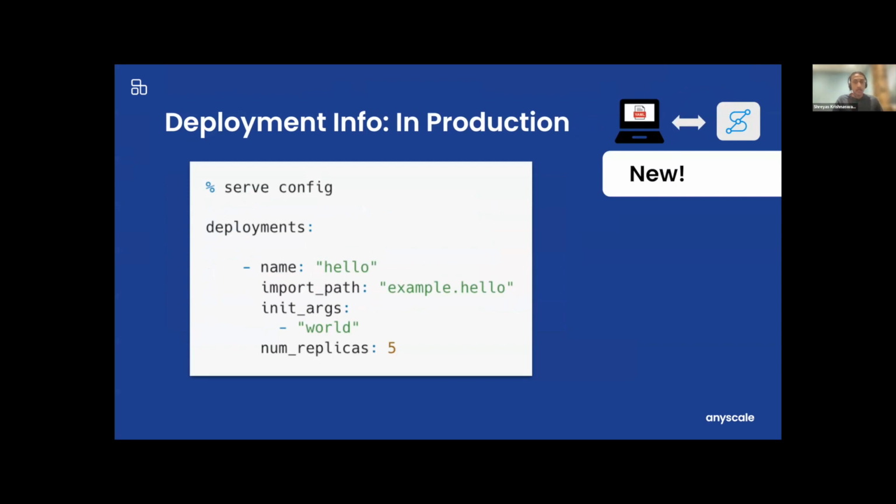Now in production, you can use the new serve config CLI command, which will connect to your Ray cluster and print the YAML configuration for that cluster. You can monitor your deployment's live config using this command. Additionally, you can copy this YAML into a separate YAML file and then edit that configuration. And then you can update your deployments using that file.